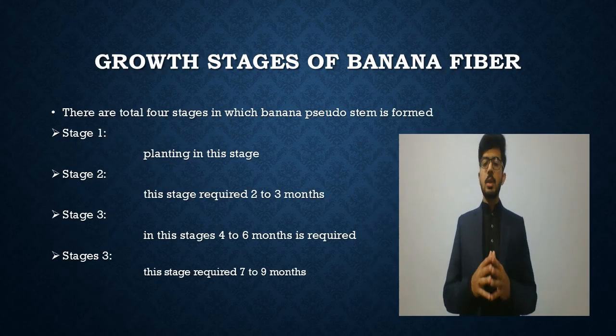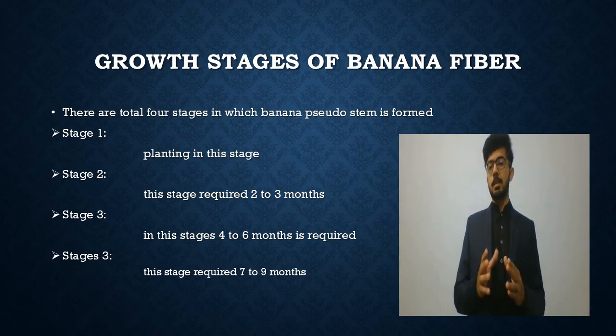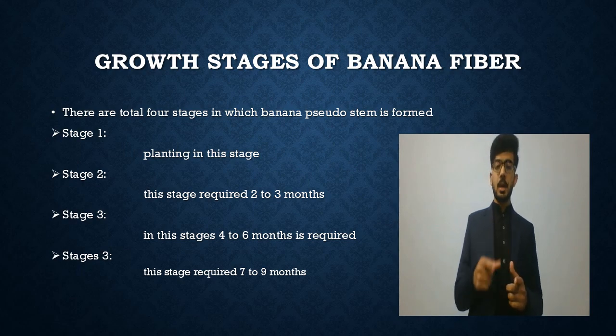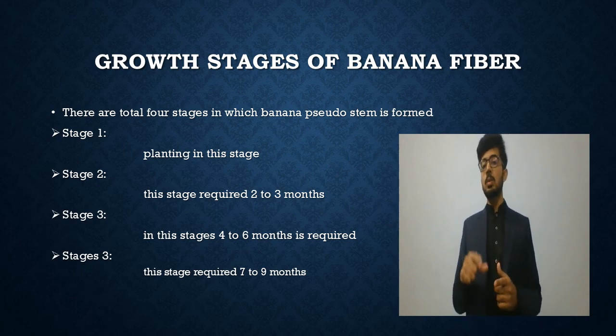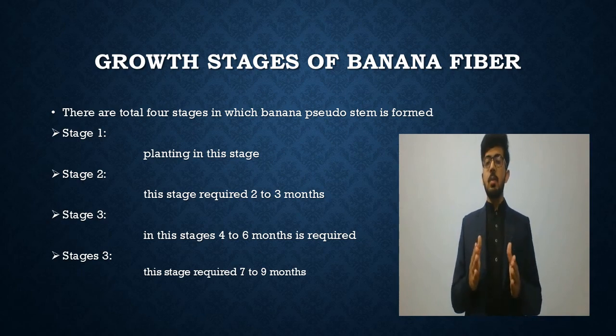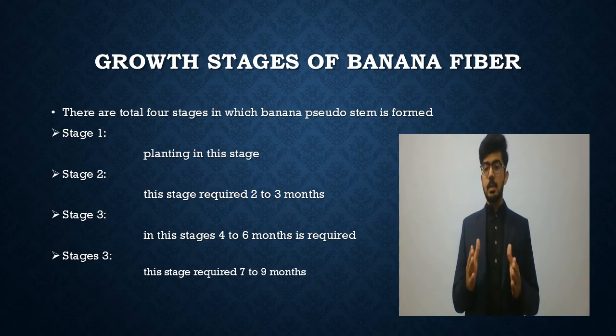In this slide we study the growth time period of banana stem or pseudostem. There are 4 steps in which the banana pseudostem is grown. In first step, the planting of banana plant is made. In second step, that requires 2 to 3 months, the banana stem or banana plant achieves half of its total length. In third step, that requires 4 to 6 months, the banana plant achieves its maximum length, and in last step, that requires 7 to 9 months.